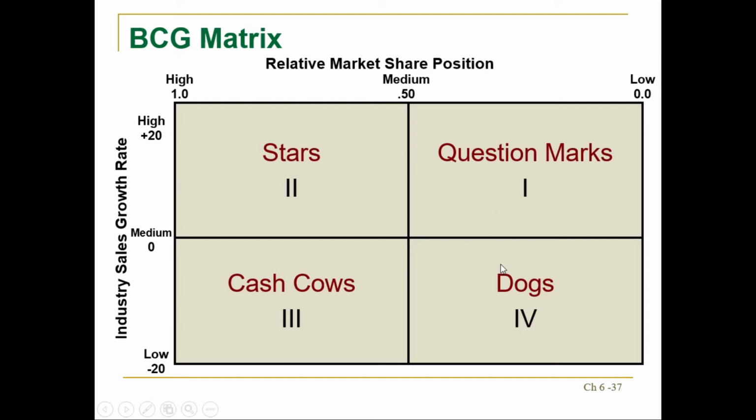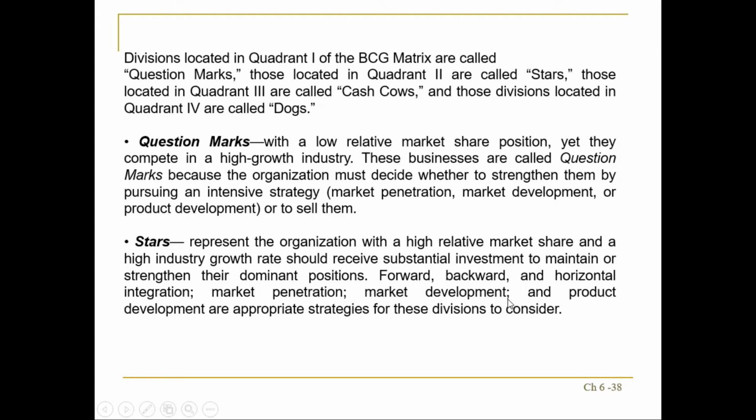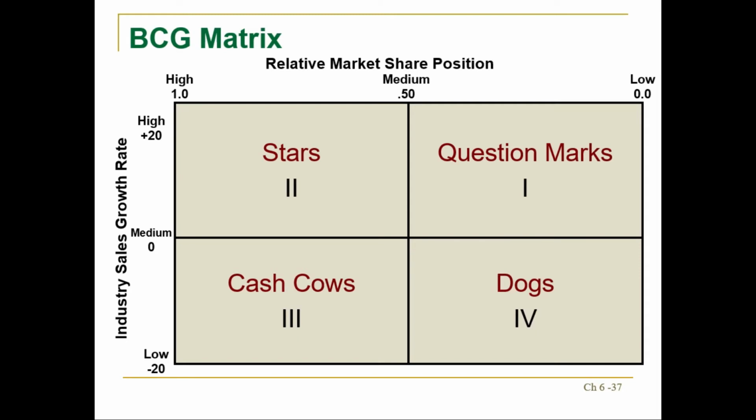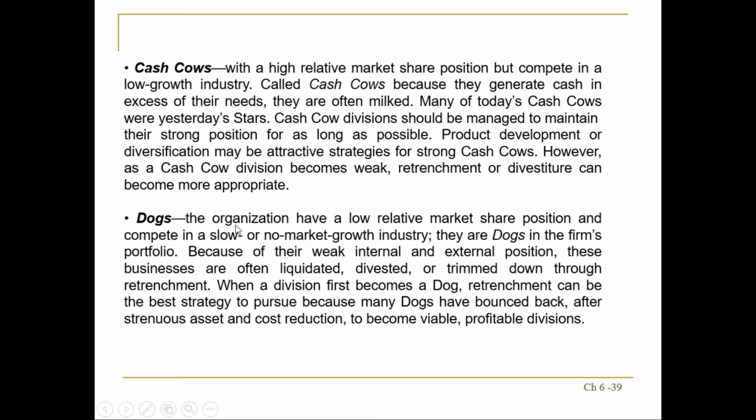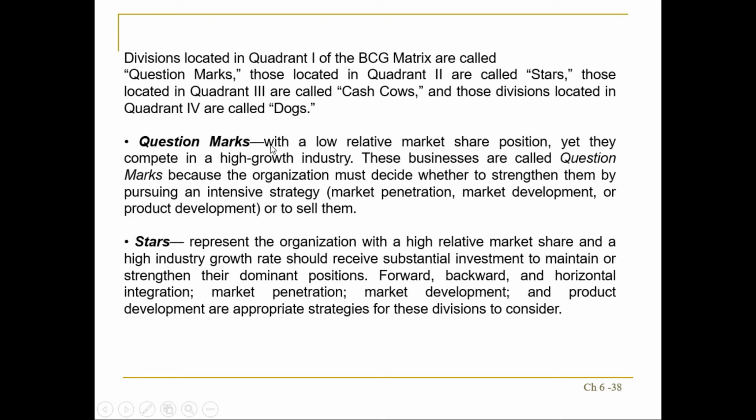And once you locate your firm or division's position, whether it is lying in the question mark, the star box, cash cows, or if the division is a dog, then you can decide upon the appropriate policy for the future. So all this is explained here in these two slides: what is question mark, what is star firm, what is cash cows, and what is dog, and I have already told you. But here some suggestive policies and strategies are being given.